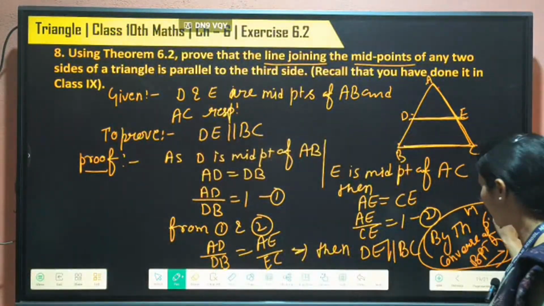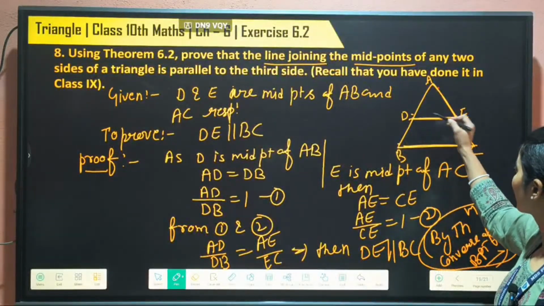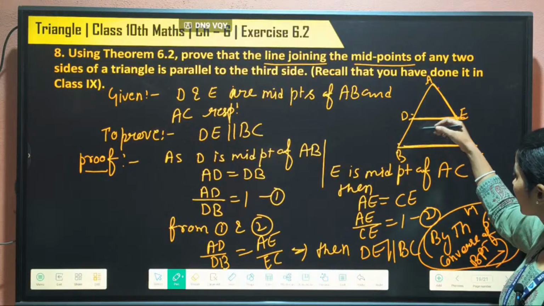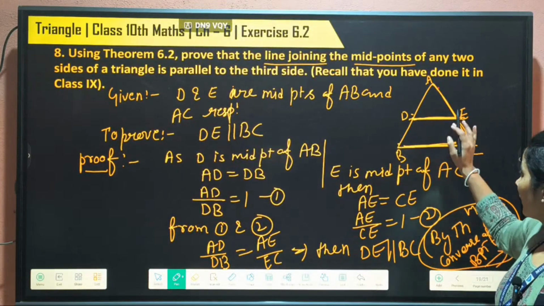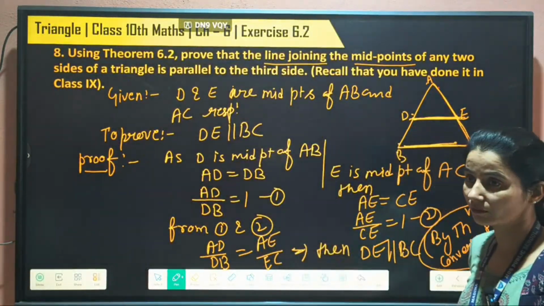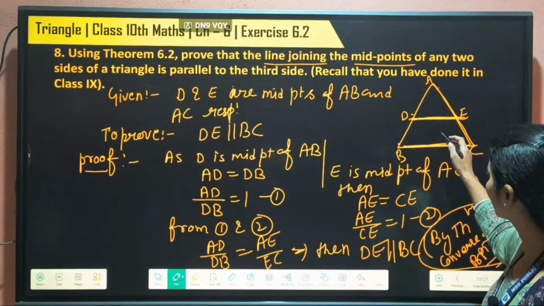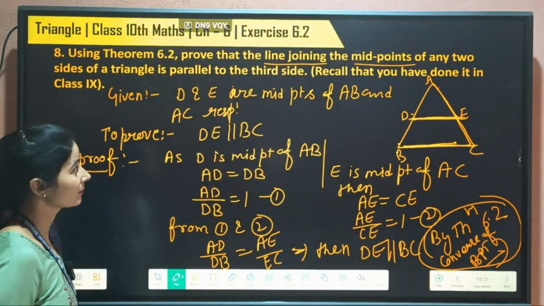6.2 theorem is converse of BPT. Prove that the line joining the midpoints of any two sides of a triangle is parallel to the third side. Now, this is the midpoint theorem. In 9th class, we have done this theorem as a midpoint theorem. Now, we are proving the midpoint theorem with the help of converse of BPT.